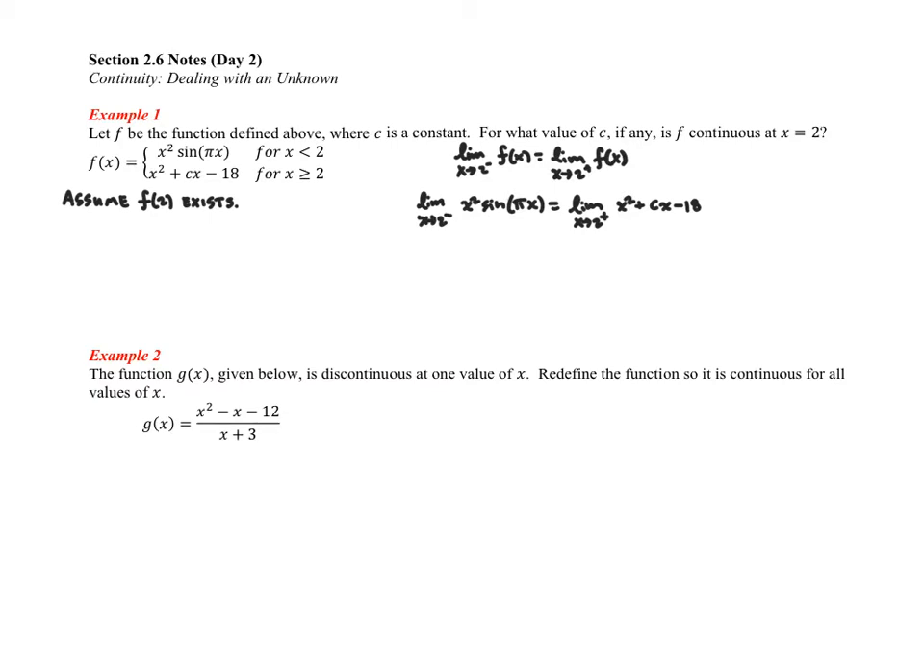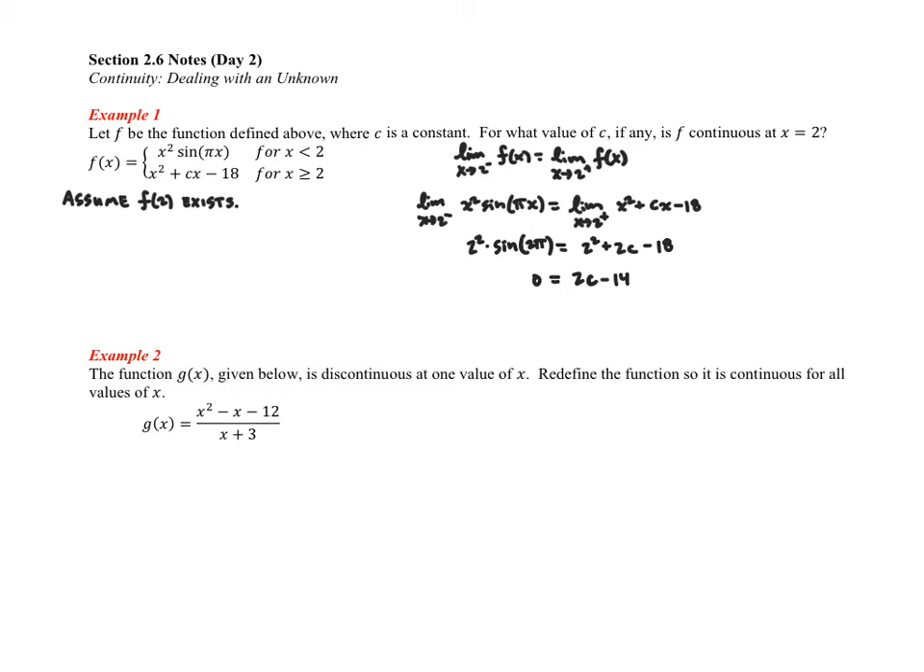So if I substitute in a 2 on the left side, I get 2 squared times sine of 2 pi. And on the right side, I get 2 squared plus 2c minus 18. Now sine of 2 pi is 0. Therefore, I'm getting 4 times 0, which is 0. And on the right side, I get 2c minus 14.